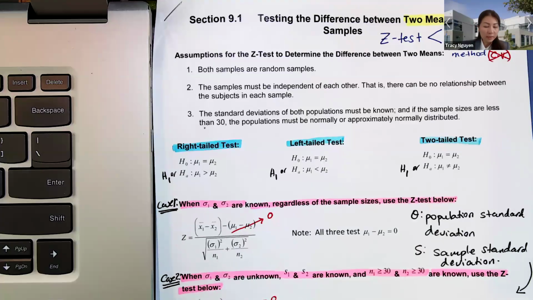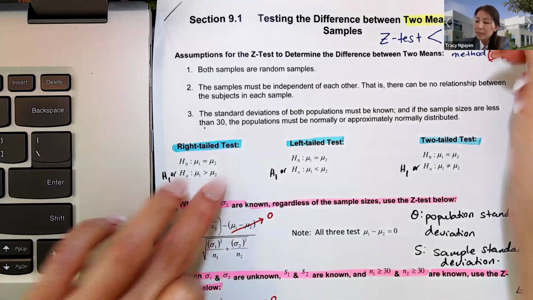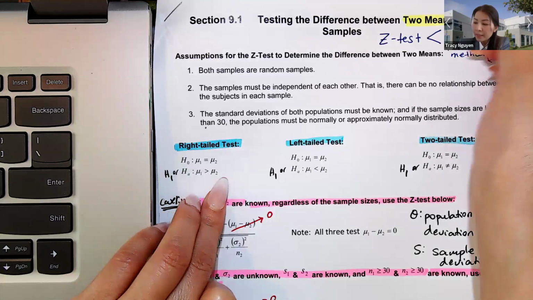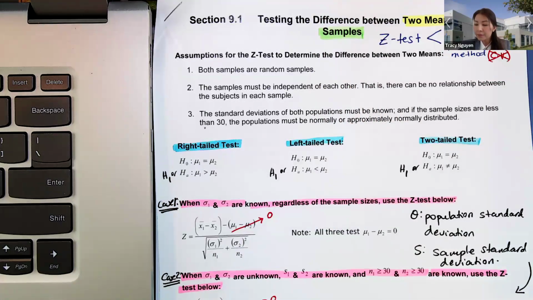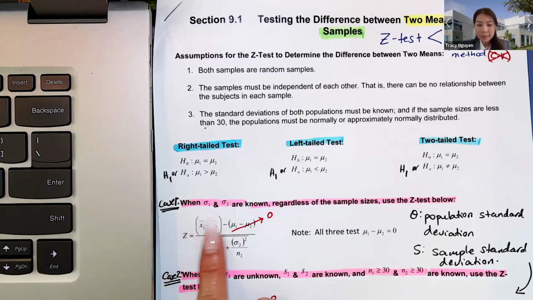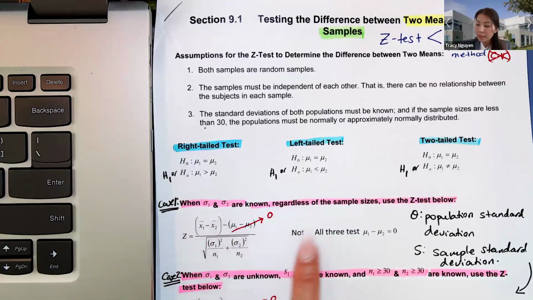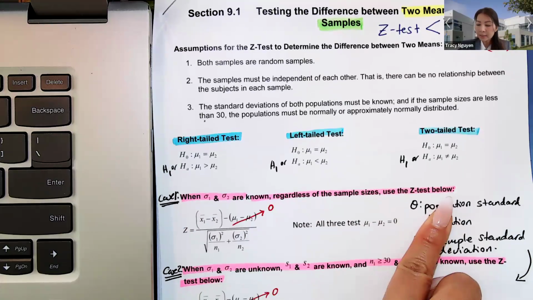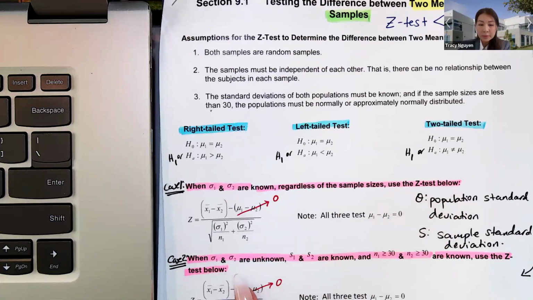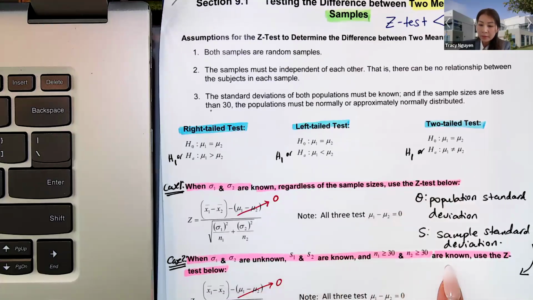For large samples, we use a z-test, and we're breaking it down into two cases. The first case is when sigma 1 and sigma 2 are known. Regardless of the sample sizes, we use the z-test. The second case is when sigma 1 and sigma 2 are unknown, S1 and S2 are known, and the sample sizes are greater than 30. Then we'll use the z-test.